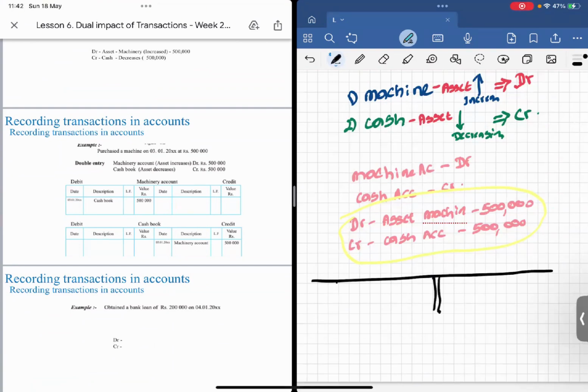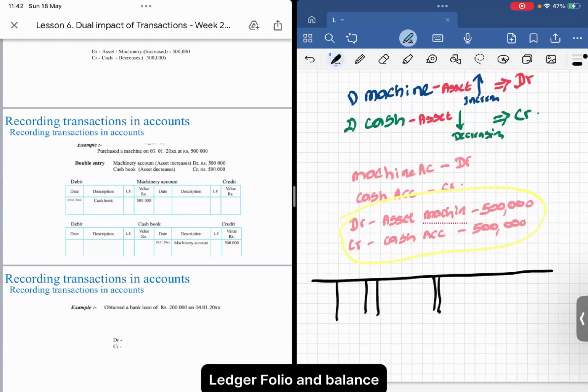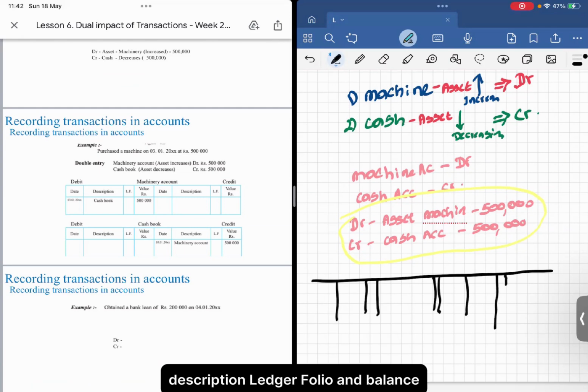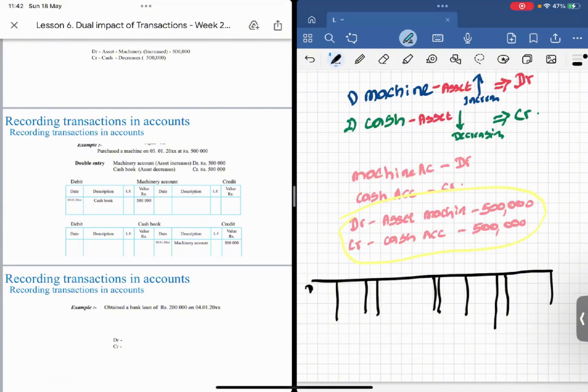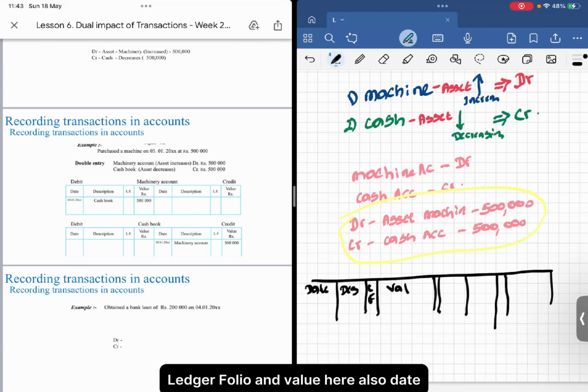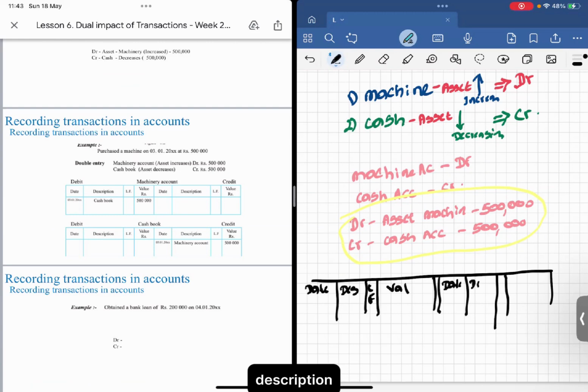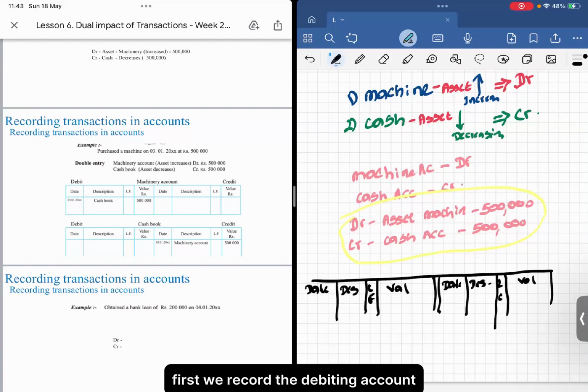Date, description, ledger folio, and value. Date, description, ledger folio, and value. Here also date, description, ledger folio, and value. First we'll record the debiting account, that is the machine account.